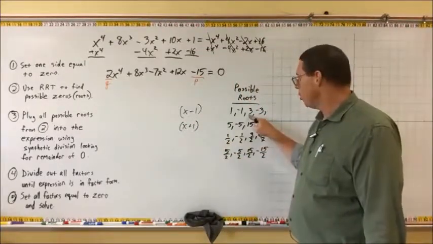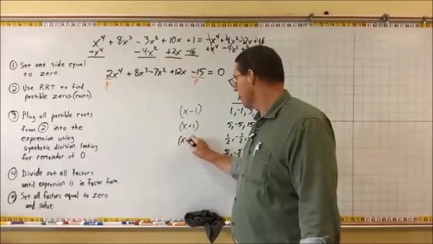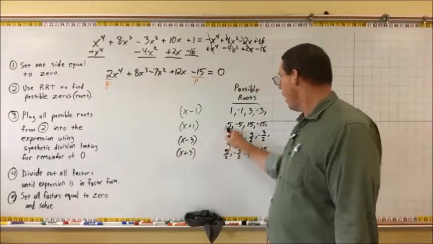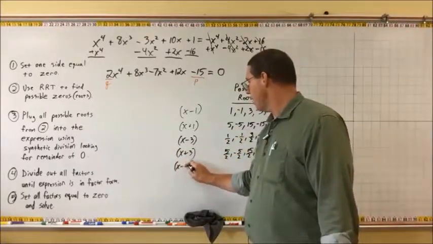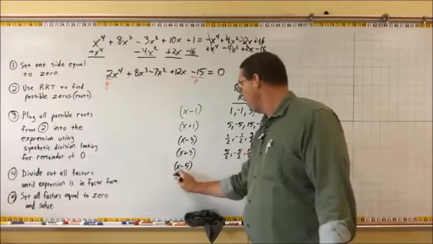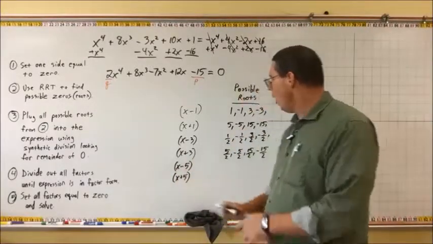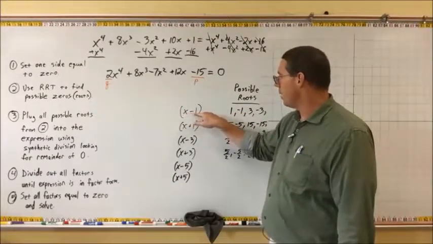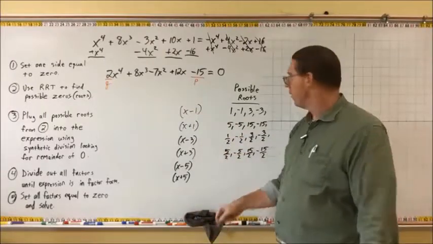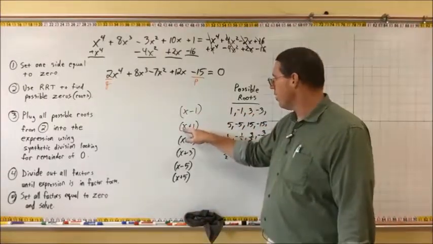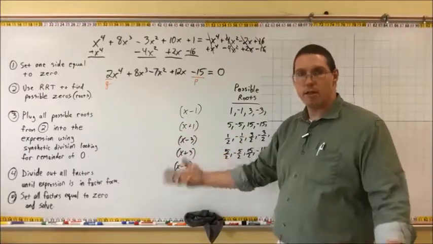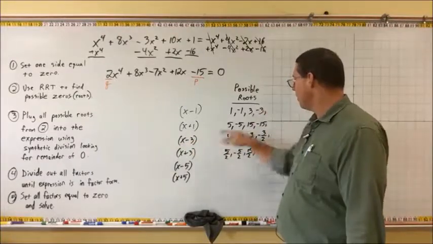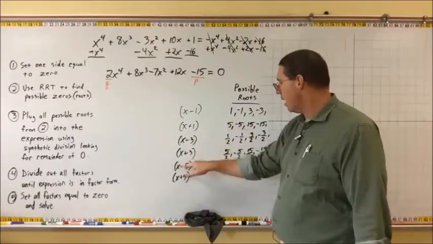What binomial would go with positive 3? X minus 3. How about negative 3? X plus 3. How about positive 5? X minus 5. How about for negative 5? X plus 5. Let me show you why. Because if I put this 1 in here, 1 minus 1 equals 0. If I put this negative 1 in here, negative 1 plus 1 equals 0. If I plug this 3 in here, 3 minus 3 is 0.